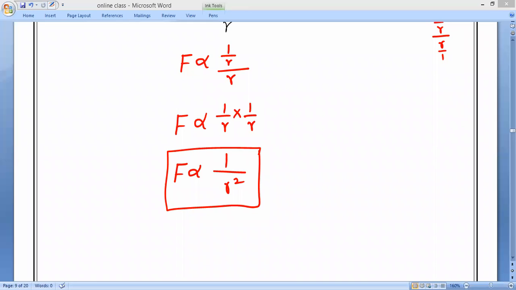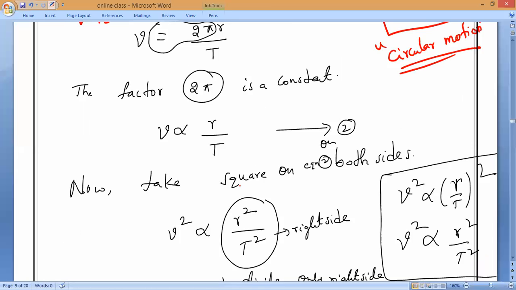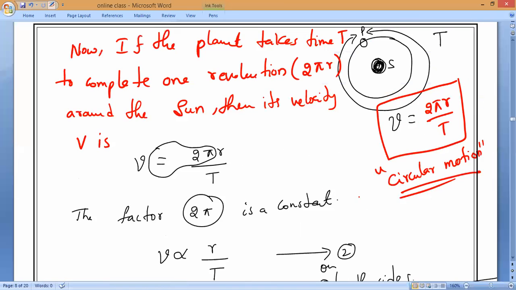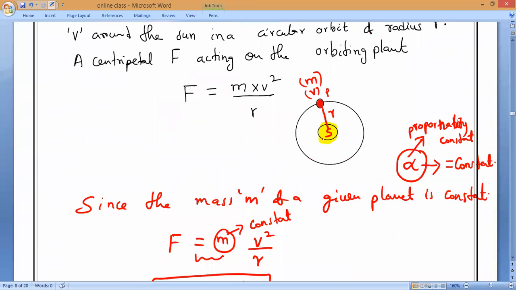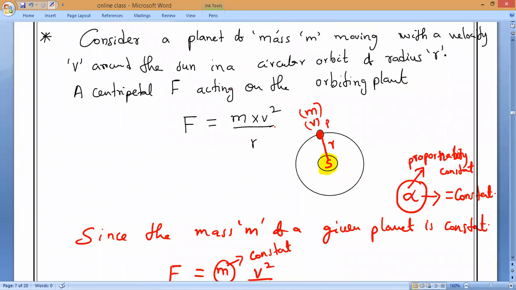Please take your time and solve. It's very simple if you understand the circular motion formula. The circular motion velocity formula is 2 pi r by t. And the centripetal force formula is mass into velocity square by r. If you remember these two, that is enough to solve this derivation. Hope everybody understands. If anybody has any doubt, please ask me, or else you start solving from the beginning. I will display and you can do it.